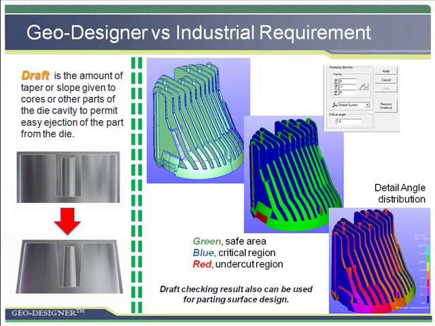Draft angle checking can also give useful information for parting surface design. Geo-Designer, with a built-in precision mesh generator, can provide a flexible method to check the draft angle, such as the zone checking and detailed angle value checking.